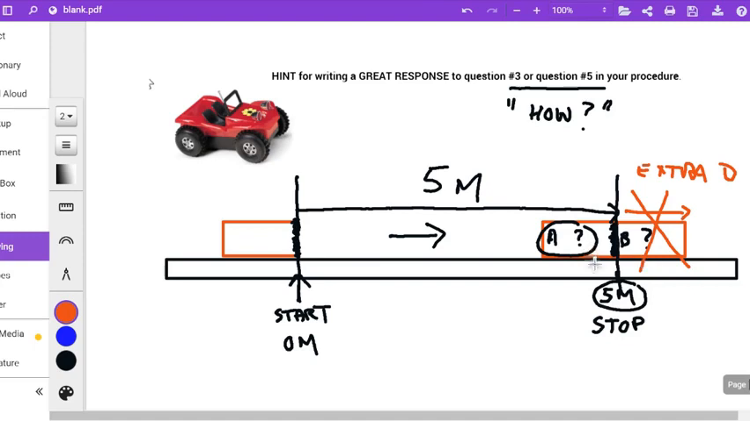But be purposeful and be consistent. So if you start with measuring the car using the front bumper as the marker, make sure that you're consistent and you stop timing when the front bumper reaches the ending point on the floor.